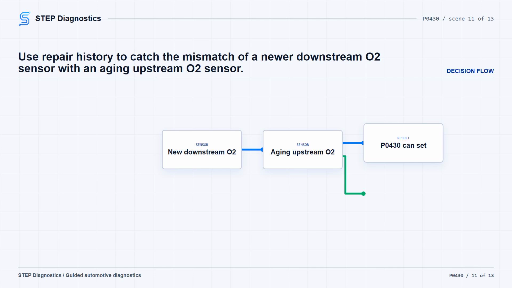If not, review the vehicle repair history. If the downstream O2 sensor was replaced recently without replacing the upstream O2 sensor, a new downstream sensor paired with an aging upstream sensor may set this DTC. In that case, replace the front O2 sensor as necessary, then verify the repair. If that history does not apply, continue to the final step.